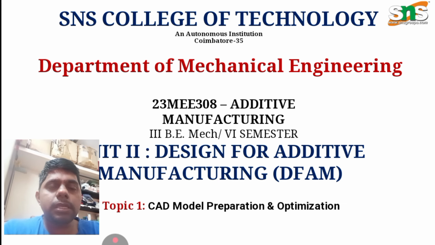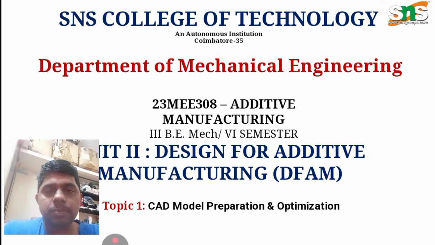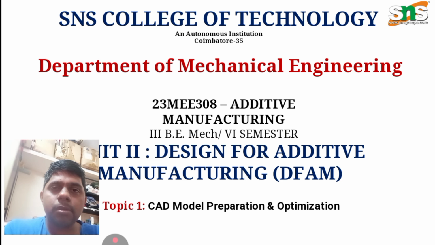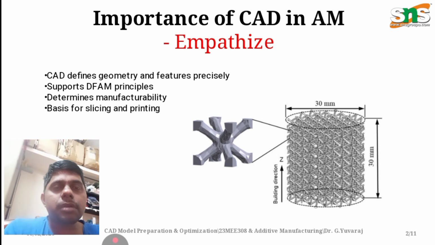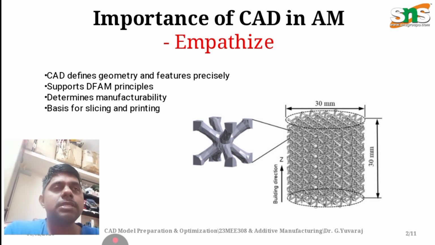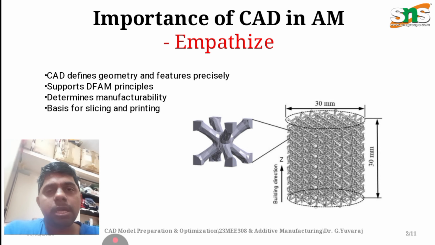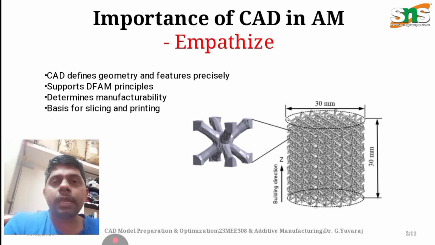Generally in additive manufacturing we have to prefer design for additive manufacturing, that is, CAD model preparation and optimization. This is the primary thing. What do you mean by CAD model preparation, and what do you mean by optimization? This session deals entirely with the designing process, CAD model preparation, how to design the component using the CAD model, and following that, what parameters we need to optimize for additive manufacturing.